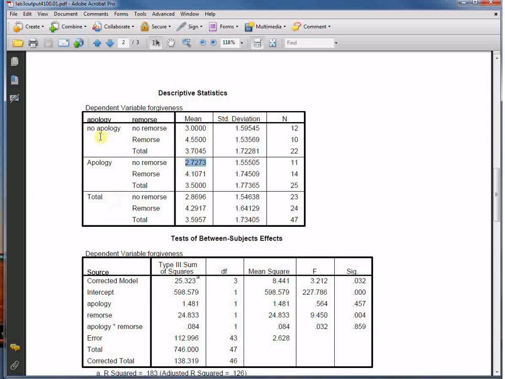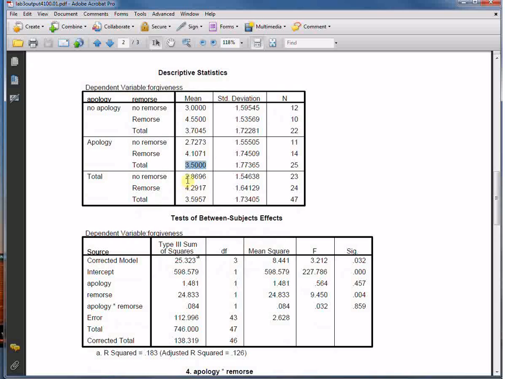Overall, looking at apologies, so this is the no apology total and the apology total, right? People are actually a little bit more forgiving when there was no apology compared to when there was, but I would say that's probably not a significant difference. And looking at remorse, people are overall significantly more forgiving when there was remorse compared to when there was no remorse. I would say that's probably a significant effect.